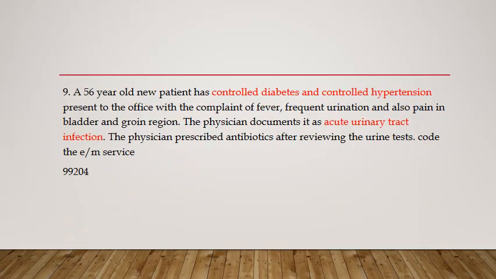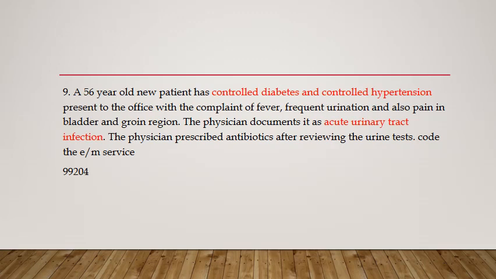Next question. A 56-year-old new patient has controlled diabetes and controlled hypertension, and presents to the office with a complaint of fever, frequent urination, also pain in the bladder and groin region. The physician documented acute urinary tract infection and prescribed antibiotics after reviewing the urine test. Code the E&M service. So identify the problems. The problems given here are controlled diabetes and controlled hypertension. They are stable chronic conditions, right? So two stable chronic conditions are mentioned there.